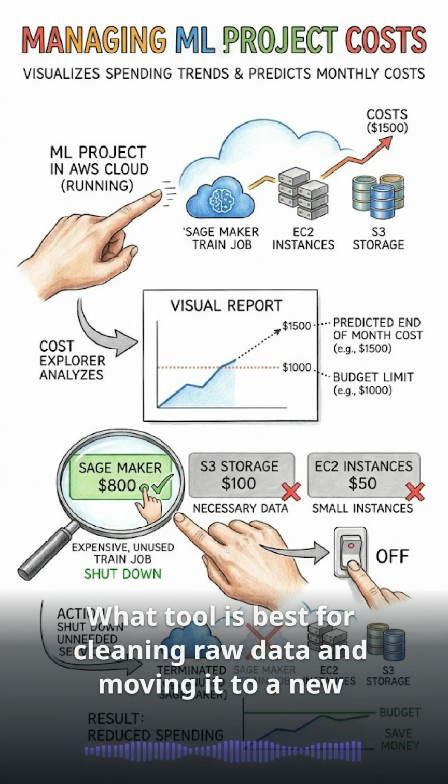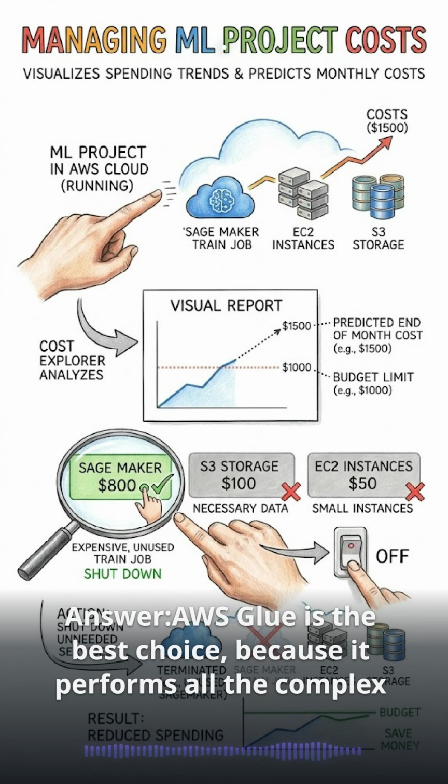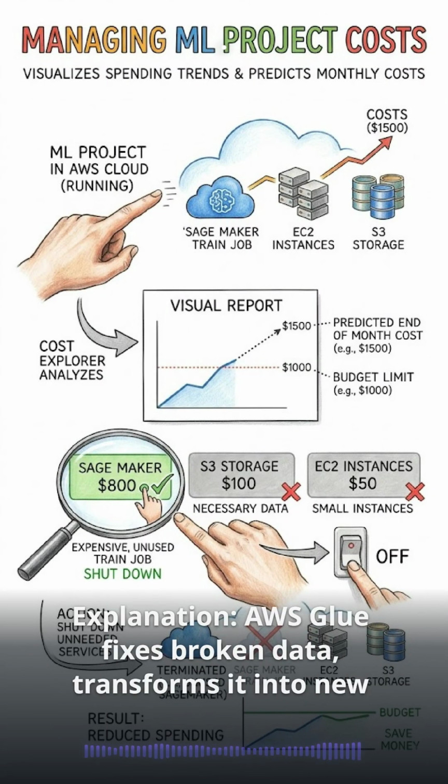4. What tool is best for cleaning raw data and moving it to a new database? AWS Glue is the best choice because it performs all the complex ETL tasks for you. AWS Glue fixes broken data, transforms it into new formats, and loads it into your warehouse.